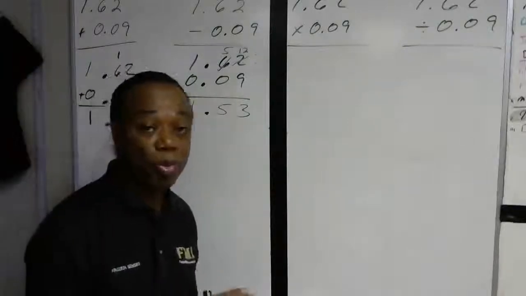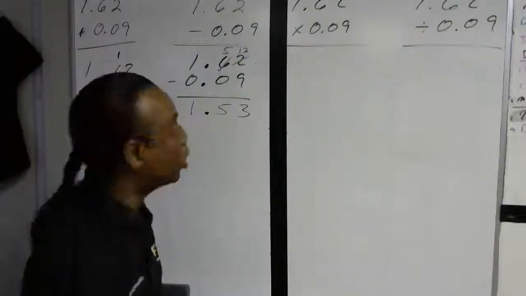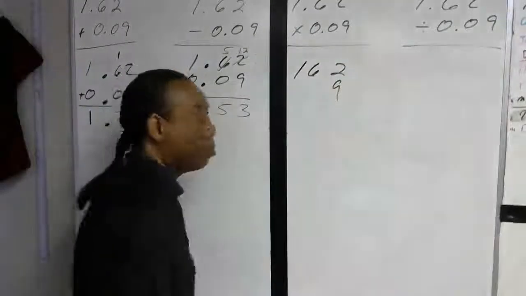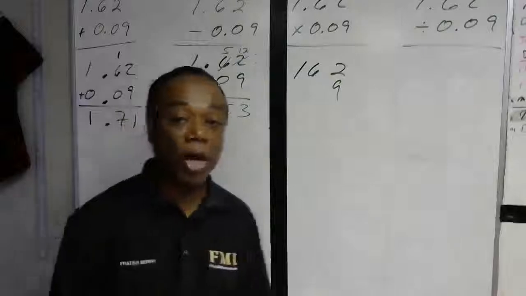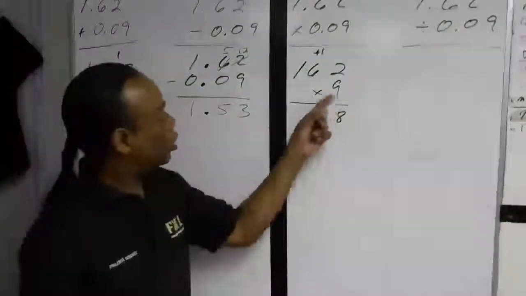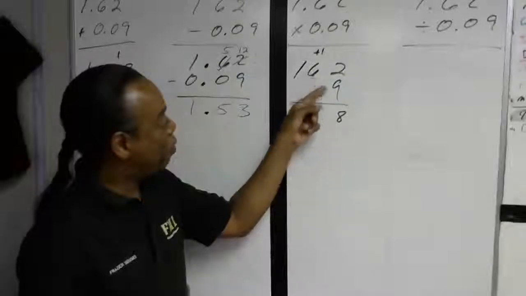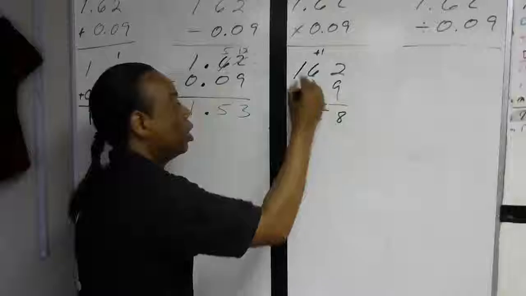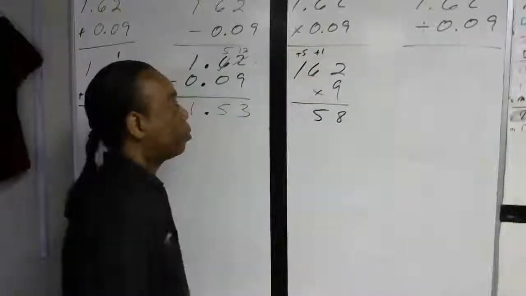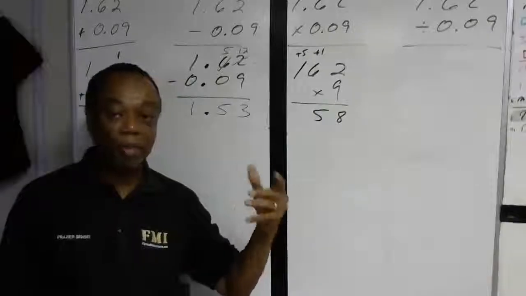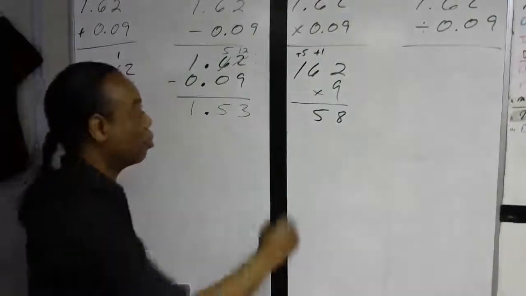Multiplication, we're just going to remove all the decimals in the first place. So what we get is a 1, 6, 2, and a 9. Okay? And we're going to multiply those two numbers together. And 6 times 9 is going to be 54 plus 1 more makes 55. And we're going to add the other 5 here. 9 times 1, that's going to be 9 plus 5 more gives me 14.